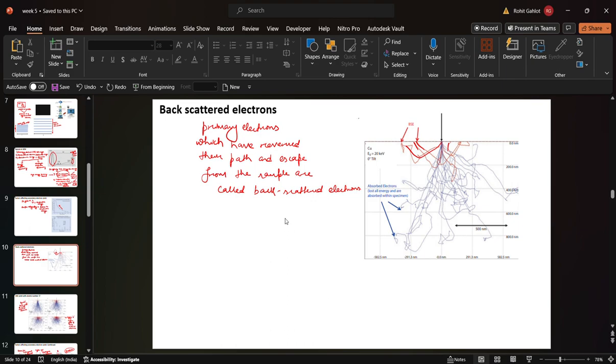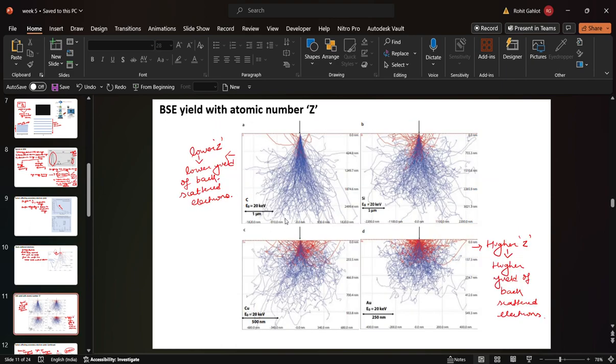And also further, your tilting angle affects your interaction volume. As your tilting angle for the electron beam increases, this will hamper your interaction volume, which will affect all the signals and scattering. So these are some of the factors for backscattered electrons.